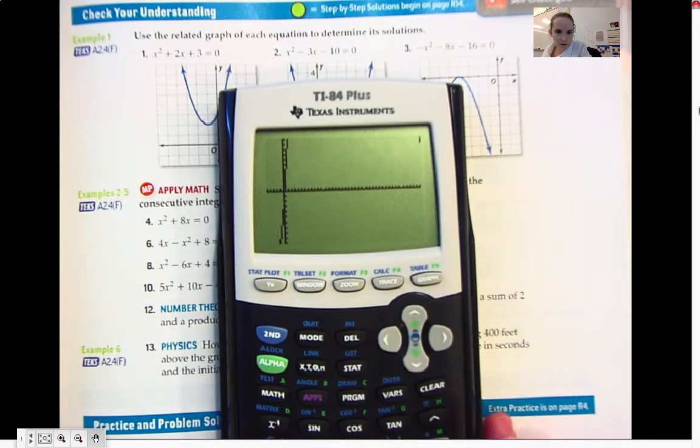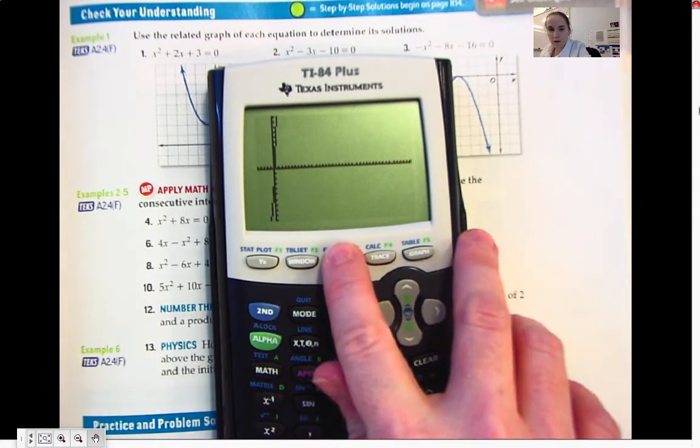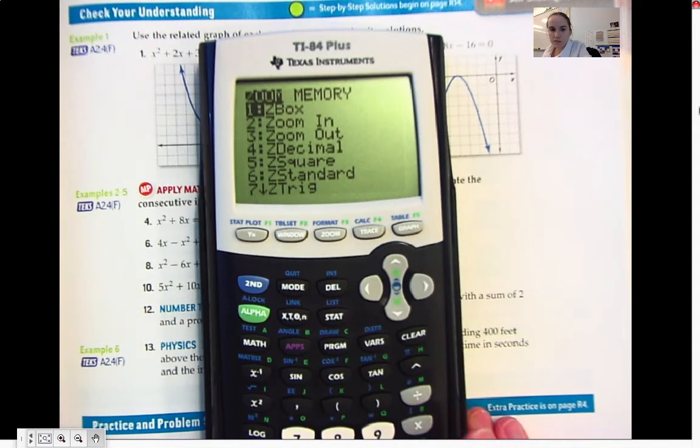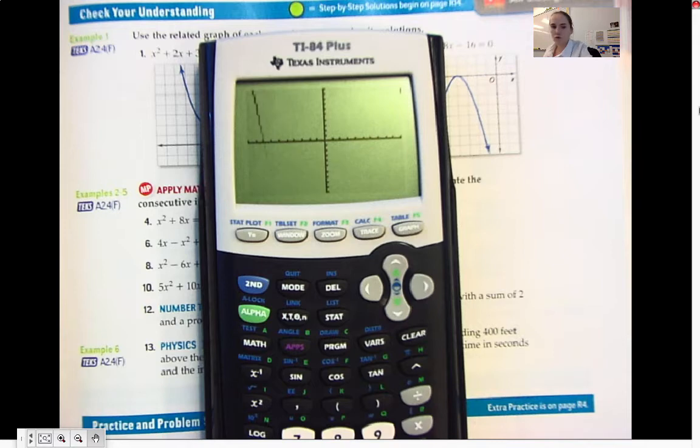My window is all messed up, so I'm going to have to change my window. If yours is different, you can always hit zoom and the number 6. See how it says standard? That means put it back into a window that is from -10 to +10 on both axes.